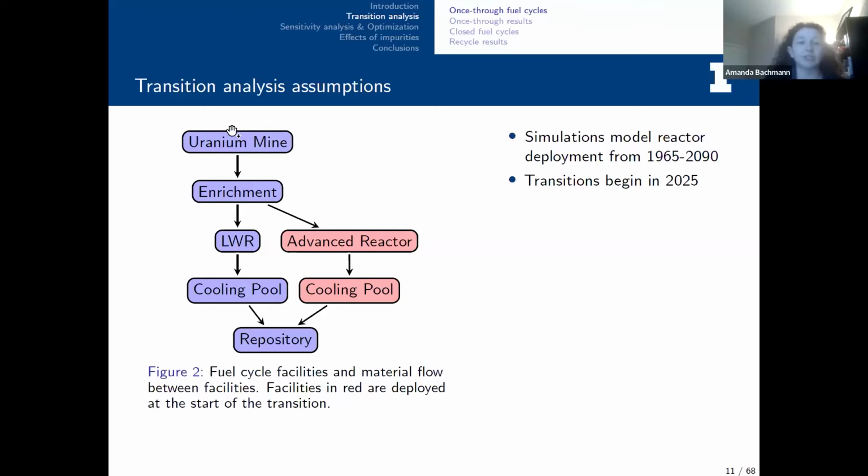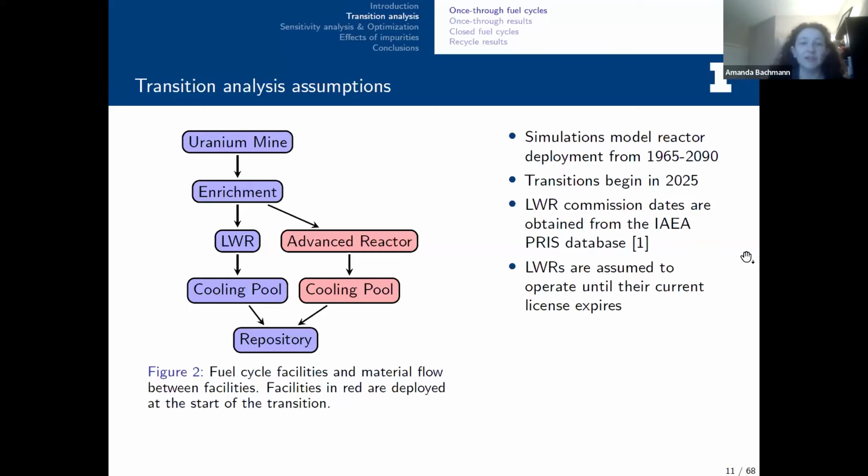Okay, so looking at the transitions, we have a once-through fuel cycle, so going from our mine into a final repository. So we have the facilities for our light water reactors, and then we have our advanced reactor and the cooling pool for that. Modeling reactor deployments from 1965 out to 2090, beginning the transitions in 2025. So I took it as a pretty aggressive transition. Instead of the approach everyone else took of, okay, we start with these very specific reactor projects and scale up from there, I said, what if we scale up right now? Let me be optimistic in this work for a second. So that's what I did.